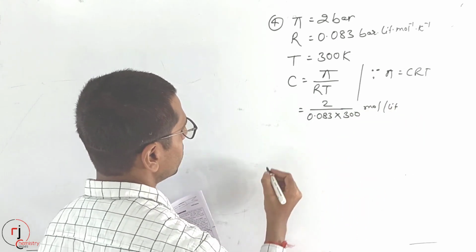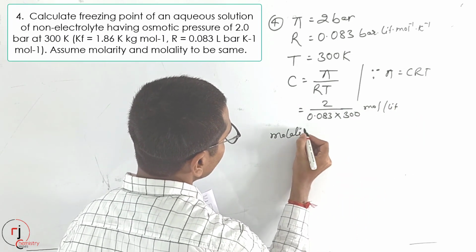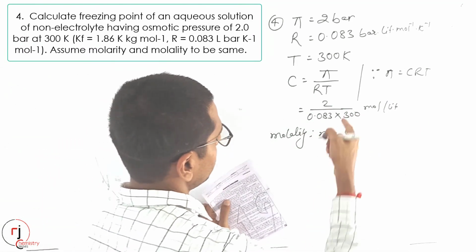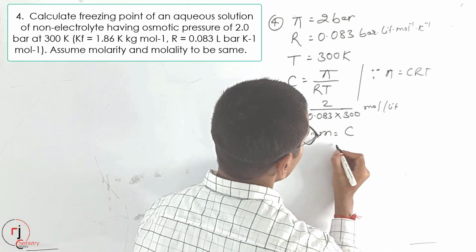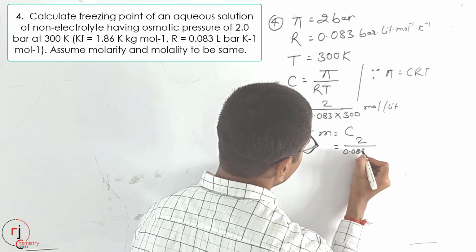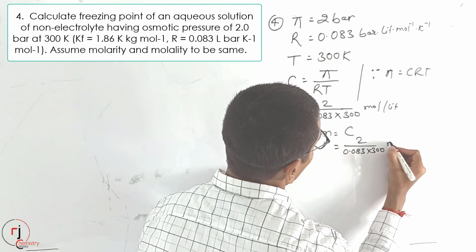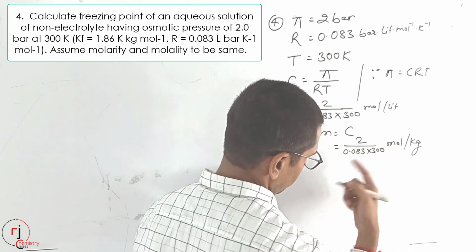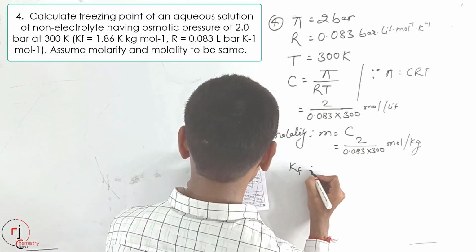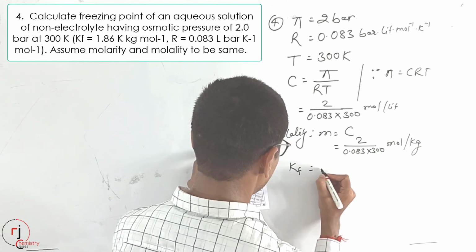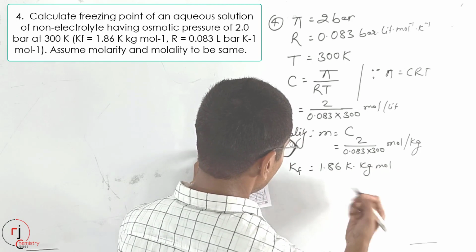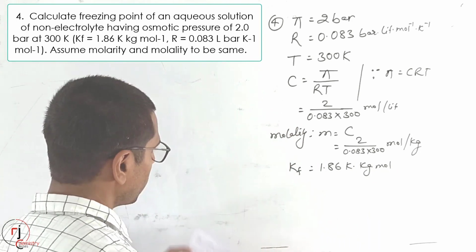Okay, but in the question it is given that the molality of solution is equal to the molarity of solution, that is the concentration determined from right here. So we put the value of molality as 2 by 0.083 into 300 mole per kilogram, because in this question it has to be assumed. So in the question it is also given that Kf of solvent is 1.86 Kelvin kilogram per mole, and we have to determine the freezing point of the aqueous solution.